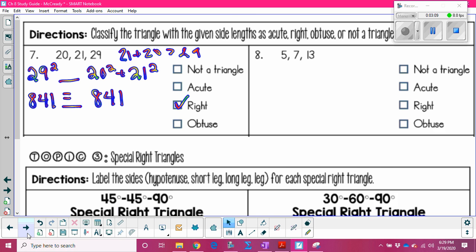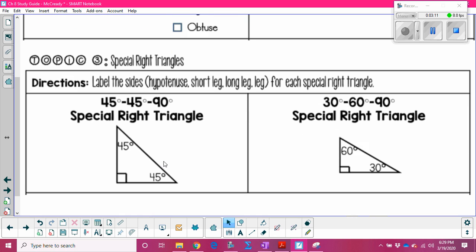Okay, looking at special right triangles, 45, 45, 90, and the 30, 60, 90. Okay, so you have to label these two sides. A 45, 45, 90, remember y'all, is an isosceles right triangle. So both of these legs are the same. That's a leg, and here's your hypotenuse. Remember, the hypotenuse is the side across from the right angle.